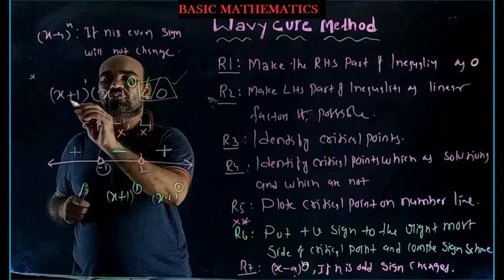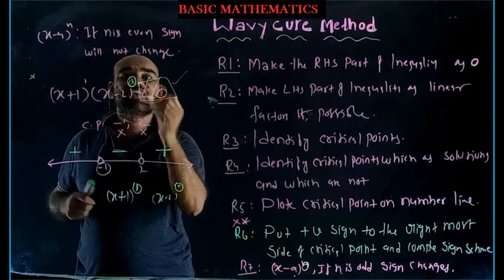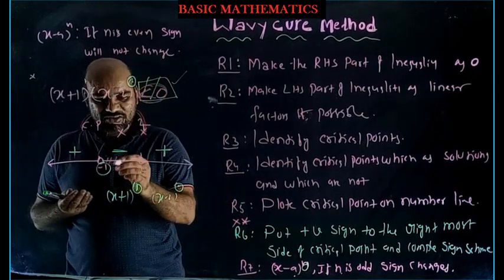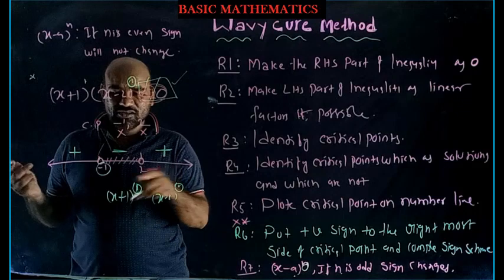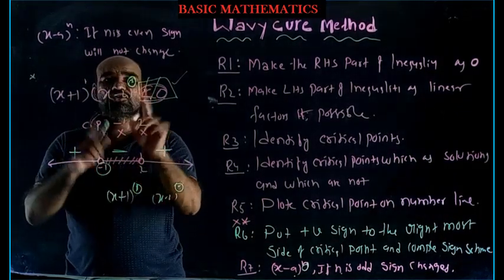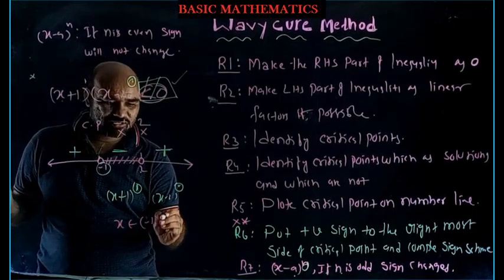Now what is the problem? x plus 1 into x minus 2 less than 0. Less than means we want the negative symbols. Identify where the negative symbols are. Only this area has negative symbols. Minus 1 is not a solution, 2 is not a solution, but between minus 1 and 2 is a solution. That is the answer for the problem. Therefore, x belongs to the open interval from minus 1 to 2.